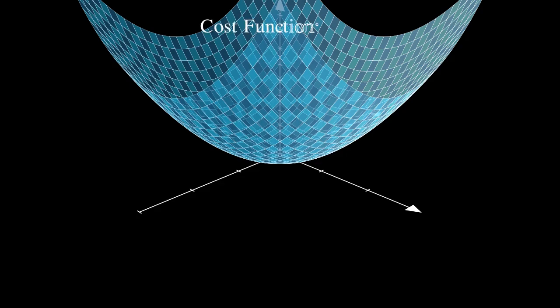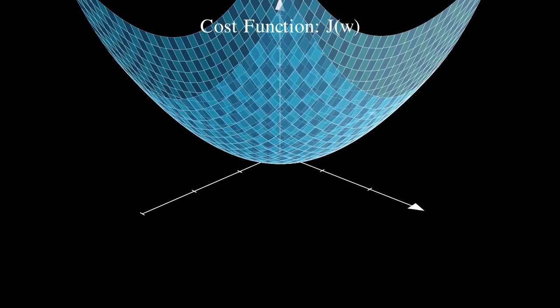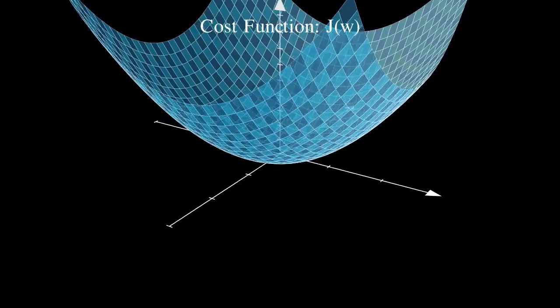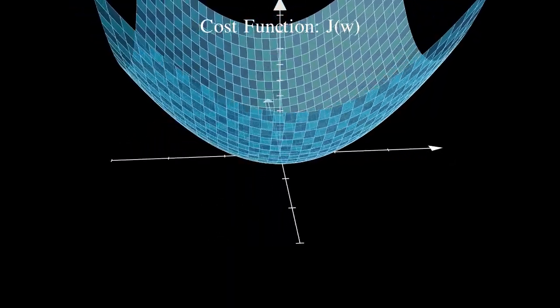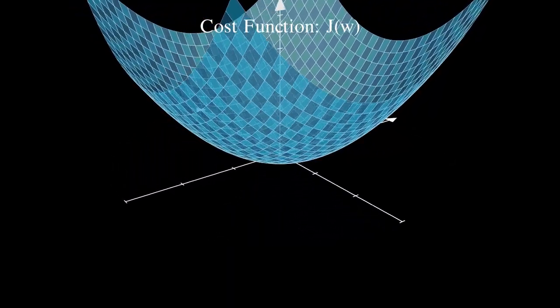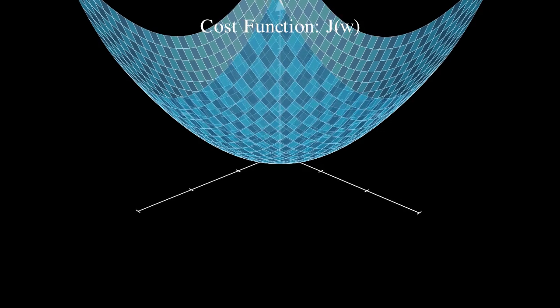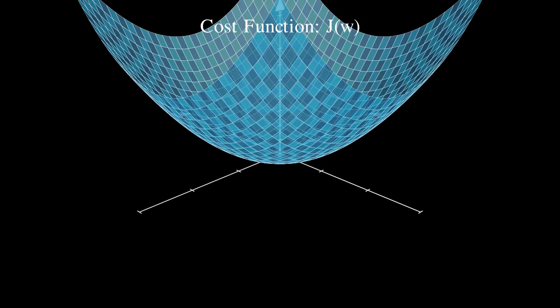In the world of mathematics and machine learning, this landscape is defined by a cost function. Think of the surface you see here. The height at any point represents the error of our model. The higher we are, the worse our model is performing. Our goal is to reach the lowest point, the global minimum, where the error is zero, or as close to zero as possible.